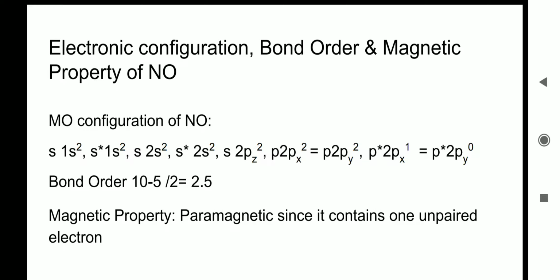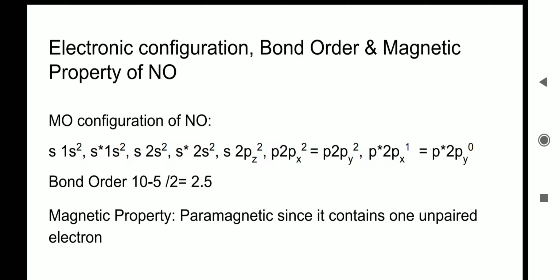Now, in this slide, I have shown you the molecular orbital configuration of NO, and along with it the bond order is also written. The molecular orbital configuration can be written in a very easy manner, just by first drawing the molecular orbital diagram and then writing it in increasing order.